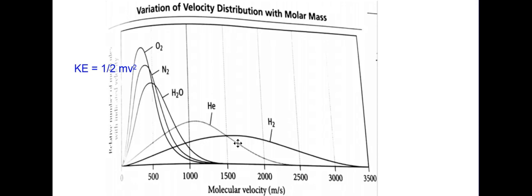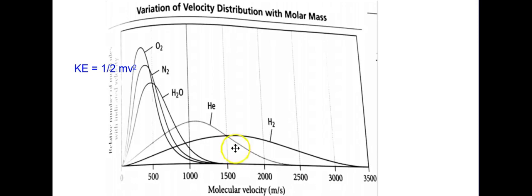So what does this graph tell me? That the gas that is lightest has the greatest average velocity. I'll say it again. The gas that is lightest has the highest average velocity. I almost said kinetic energy. That would have been incorrect. They all have the same average kinetic energy if they're at the same temperature.